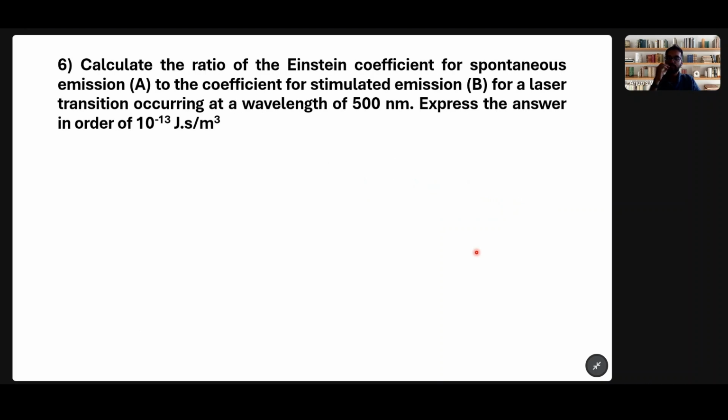So this is a numerical problem. We have to calculate the ratio of Einstein coefficient for spontaneous emission to the coefficient for stimulated emission for a laser occurring at 500 nanometer, and we have to express the answer in the order of 10 power minus 13 joules per second per meter cube.